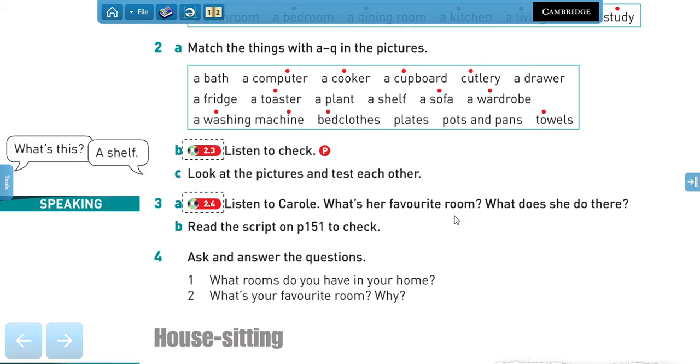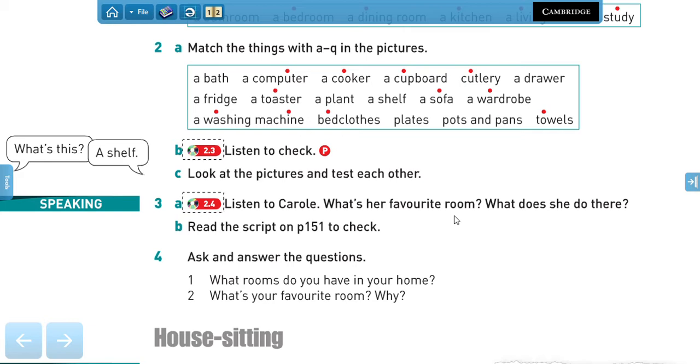Well, she says that she eats, right? She has lunch, or she has breakfast and dinner in the kitchen. She also reads in the kitchen, and she enjoys cooking for other people. So she also cooks. Now, let's talk about your house.